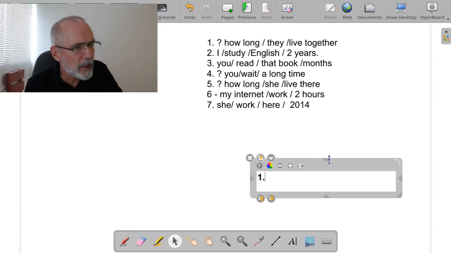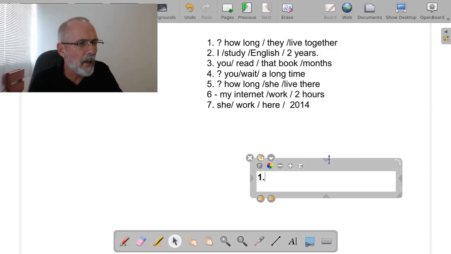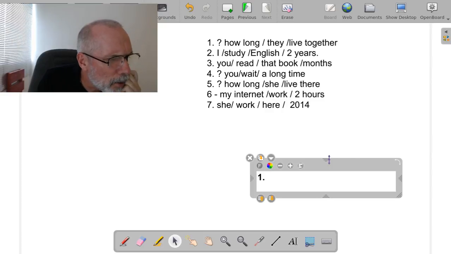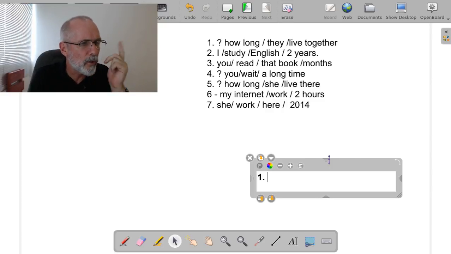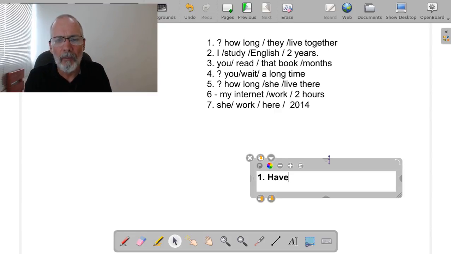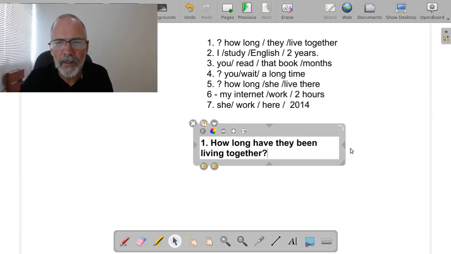Gonzalez, how long they've lived together? How long have they been living together? Well, I think Miana's got it correct. She spelt have wrong, but I think that's just a typo. Yeah, Miana I think was correct apart from one letter, and Javier is correct. The question here is, how long have they been living together? Present perfect continuous.